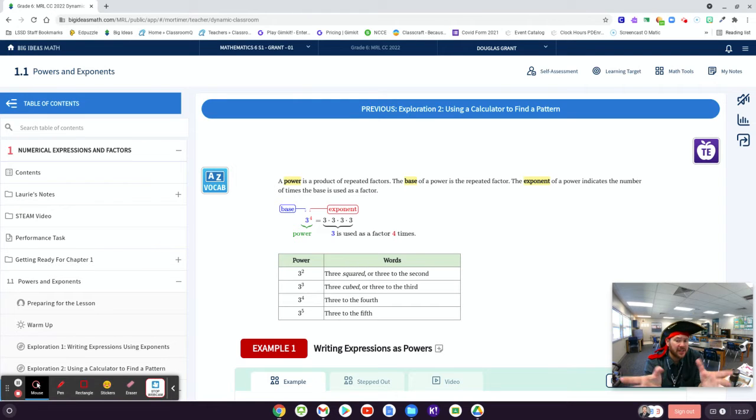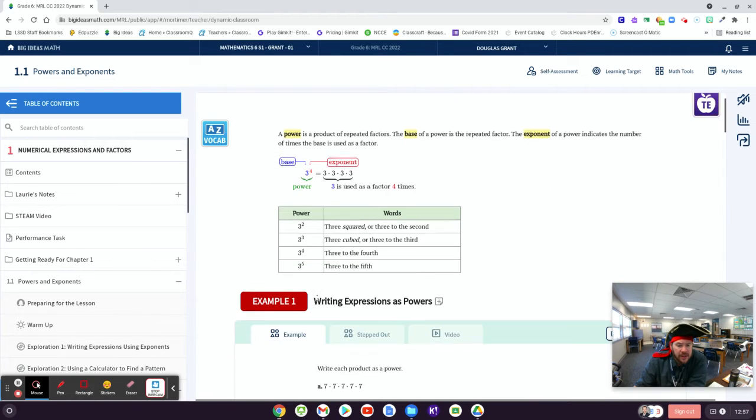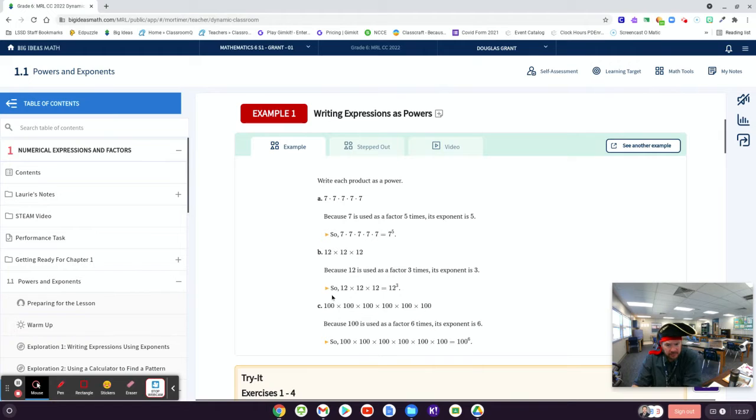Again, if you need to pause the video, take some notes, make sure you understand this, I would highly recommend that. Now we're going to do some examples. So example 1. These ones we're just going to walk through so you understand them, and then I'm going to have you do some on your own.